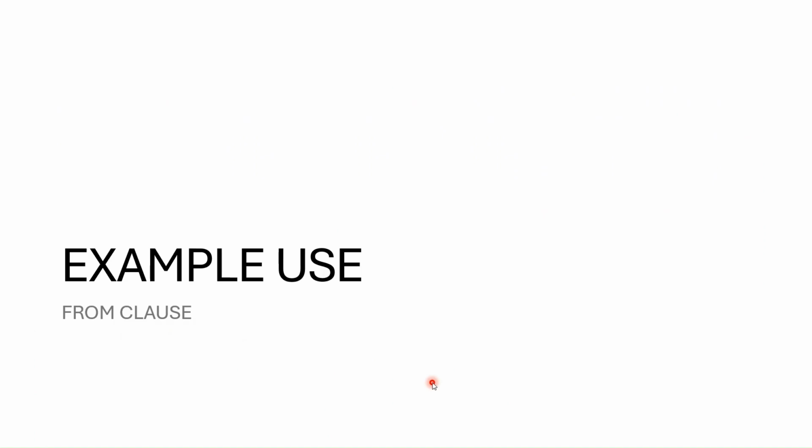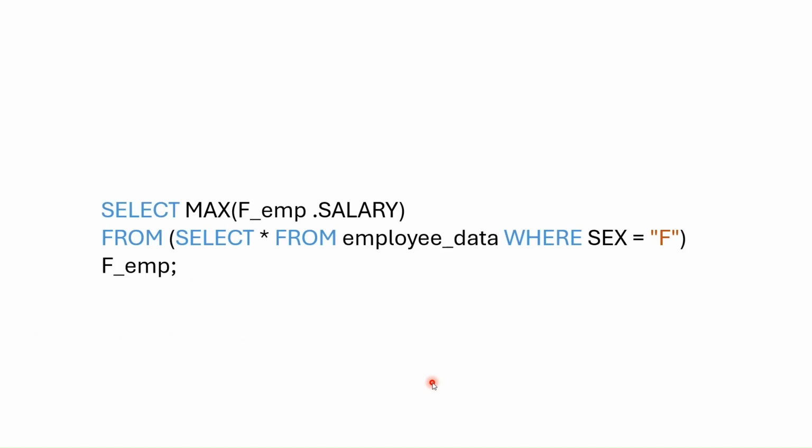Moving on, let's see how we can also use subqueries in the from clause. So let's take the following query, for example. Let's step through. It says to select max function open parentheses, f underscore emp dot salary, close parentheses, from, open parentheses, select all from employee data where sex is equal to f, close parentheses, and then f underscore emp.